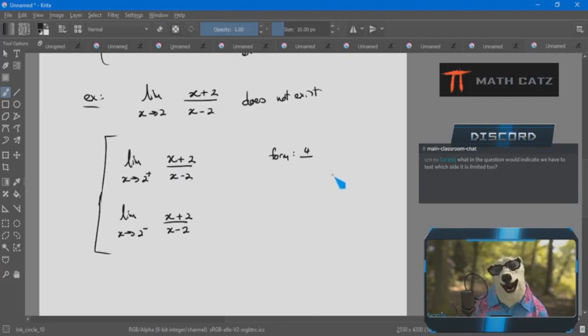What in the question would indicate we have to test which side it's limited to? That's a good question. I know because I've seen it before. Really, whenever I have a single power of this, I need to be careful. If I have a squared, then it doesn't matter which side I'm going to, it's always positive. Let me just come back after I've done this bit. It's a matter of experience, really. If I have a single factor that creates the problem, I may need to watch out.